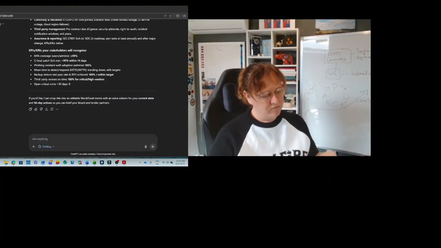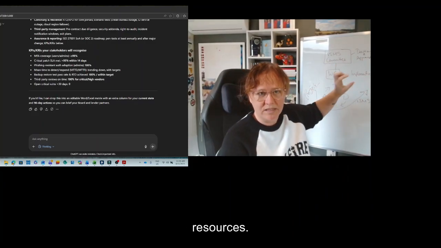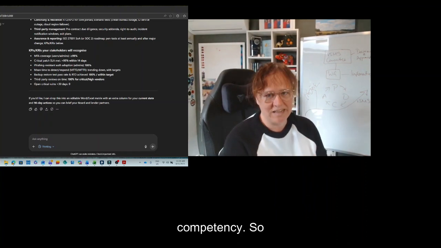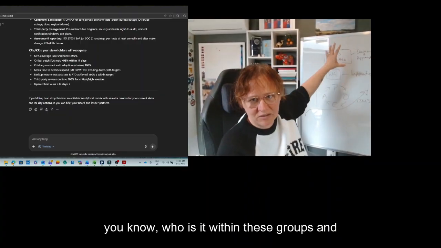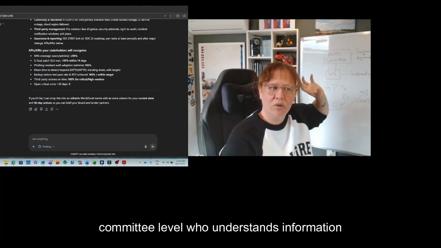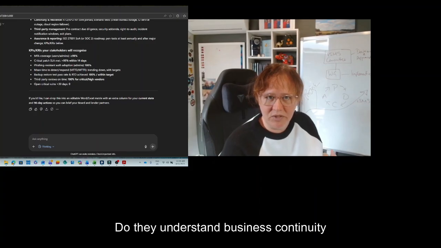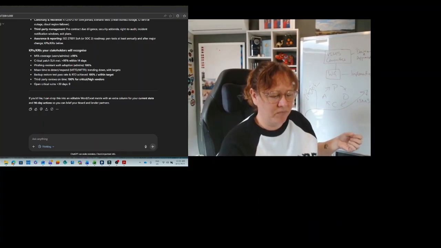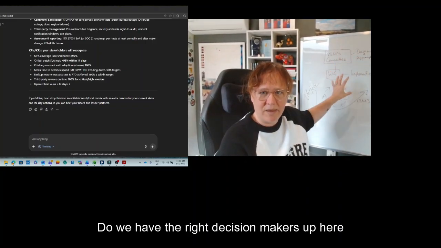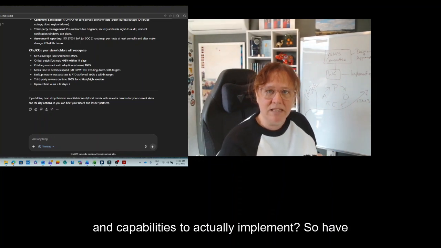Then clause 7 is support, so we're proving our support through applying the resources. Another important element is to understand our competency. Who is it within these groups and what do they understand? Do we have someone at the committee level who understands information security and cybersecurity risks? Do they understand business continuity risks or regulatory requirements and things like that? Do we have the right decision makers up here?